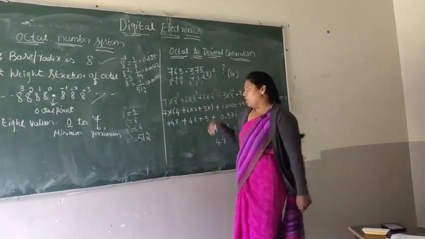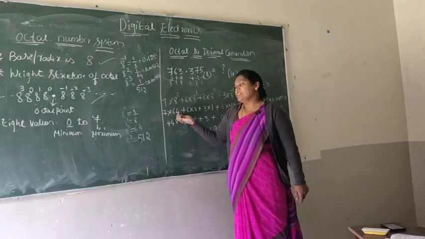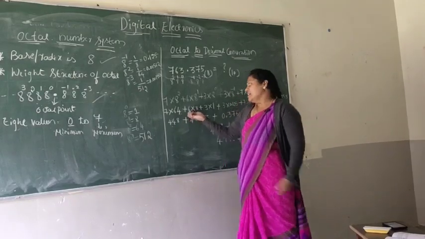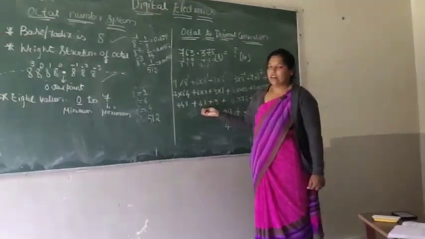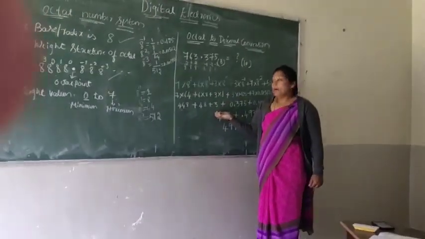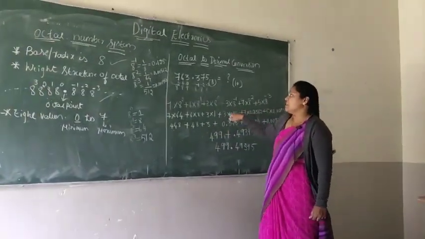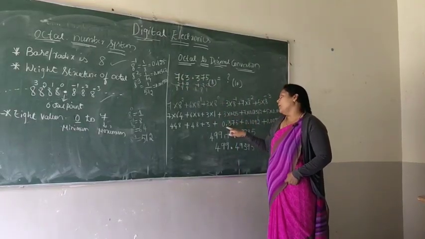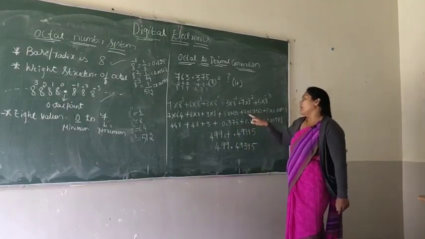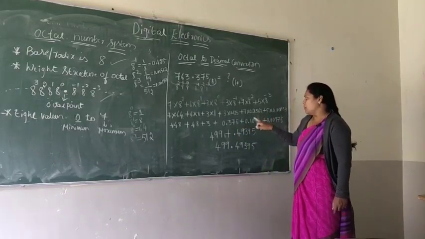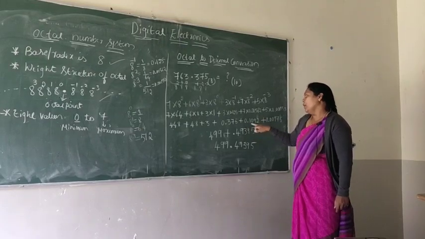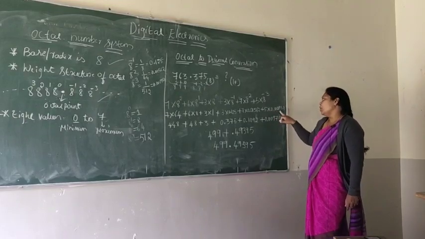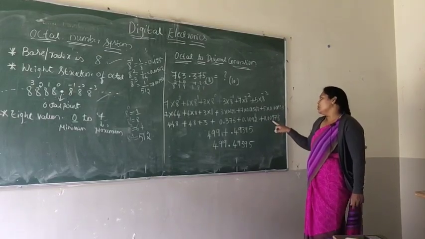Now you have to go for substituting. 7 into 8 squared is 7 into 64, which gives 448. Then 6 into 8, 6 eights are 48. Then 3 into 1 is 3, plus 3 into 8 to the power of minus 1, that is 3 into 0.125, which gives 0.375. Plus 7 into 0.01562 gives 0.1092, plus 5 into 0.001953 gives 0.0095.